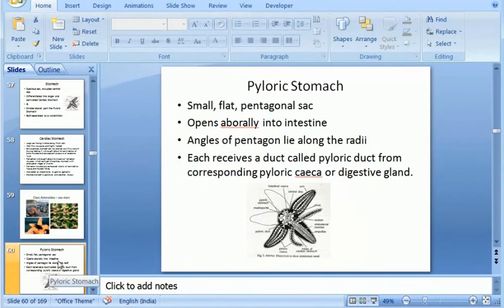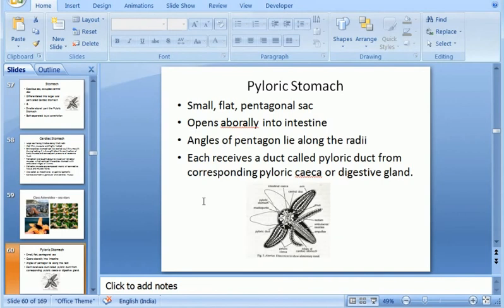We'll come back to that part. So the pyloric stomach next. The cardiac stomach leads through this narrow constriction into the pyloric stomach. It is a small, flat, pentagonal sac. Here in this figure, we see clearly that it is a pentagonal sac.